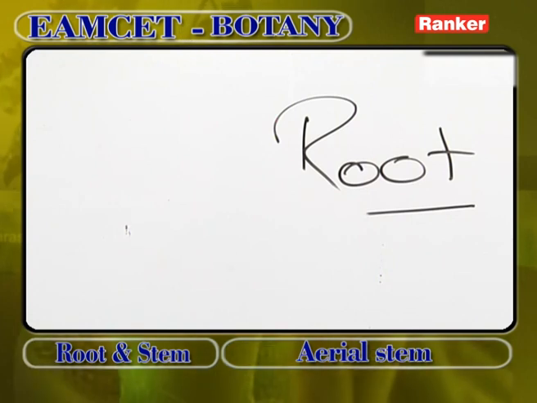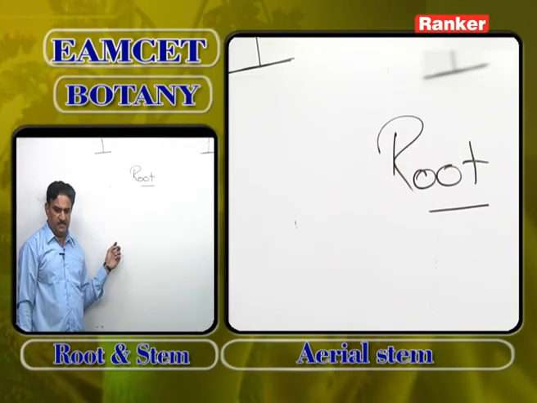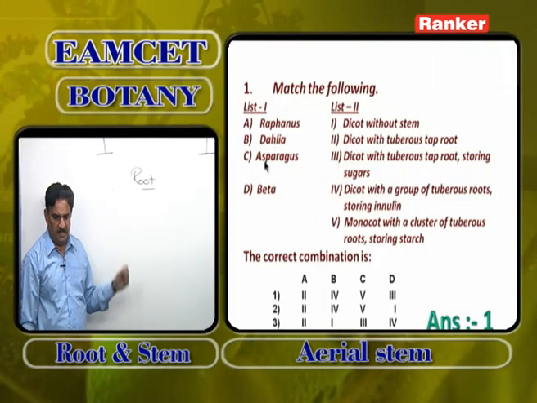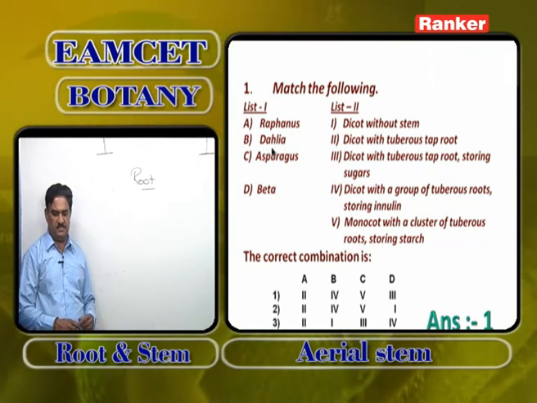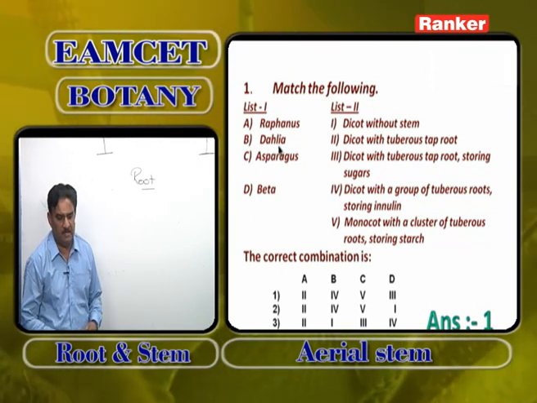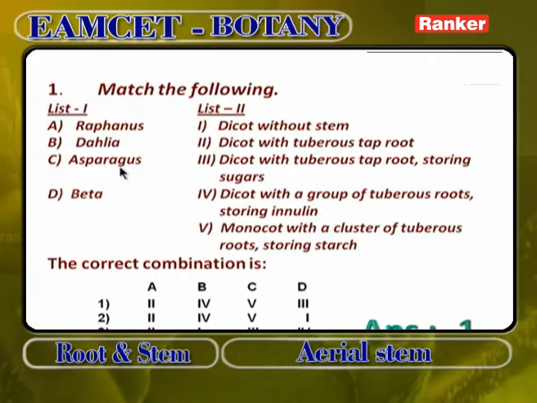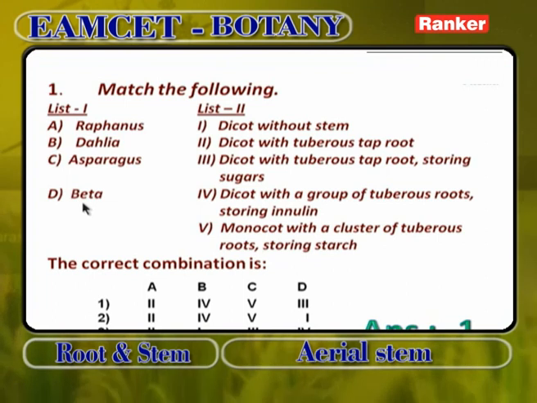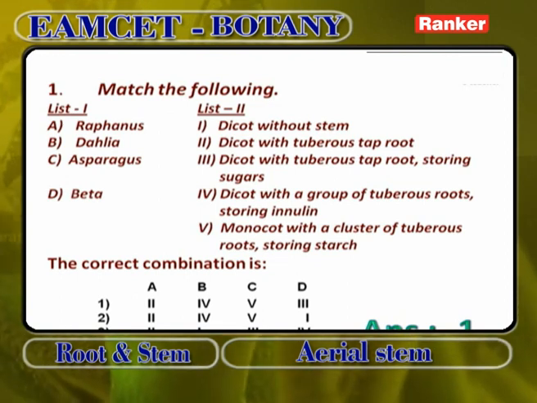Raphanus and other things, answer is 1. Dicot with tuberous taproot is Raphanus. Dahlia is dicot with a group of tuberous roots, that is fasciculated roots storing inulin. Asparagus is monocot with cluster of tuberous roots storing starch. Beta vulgaris is a dicot without a stem, or dicot with tuberous roots storing sugars.